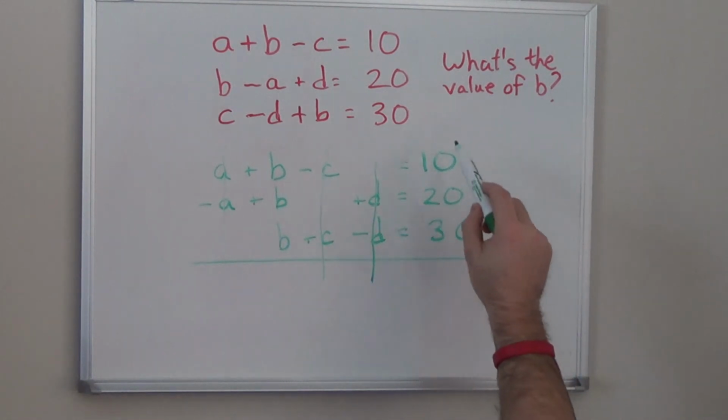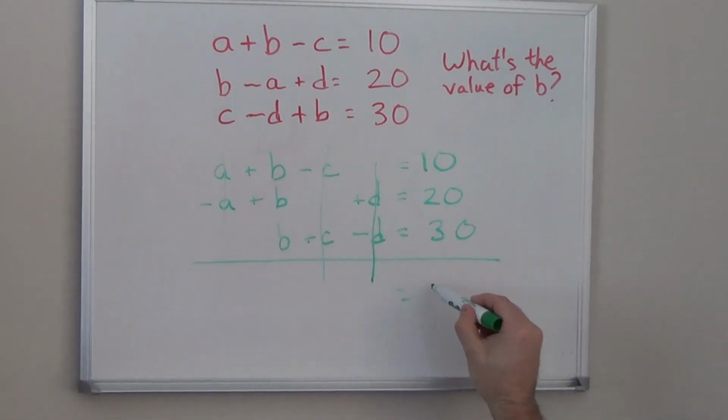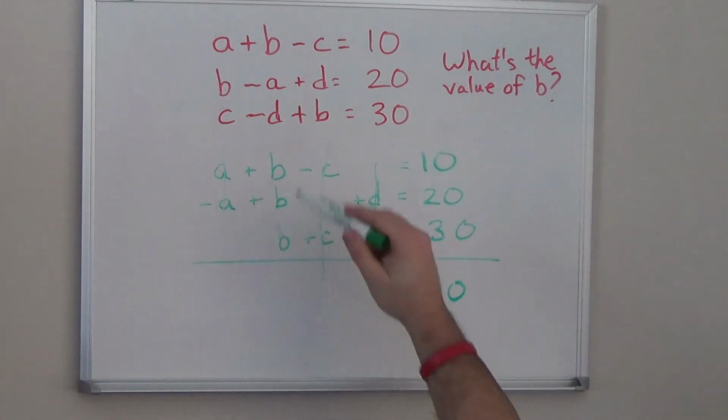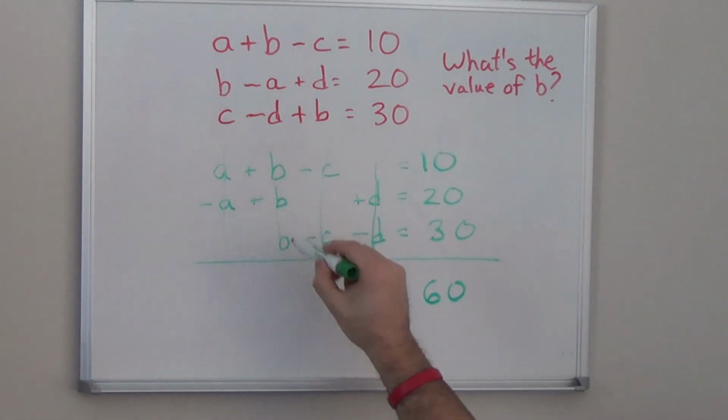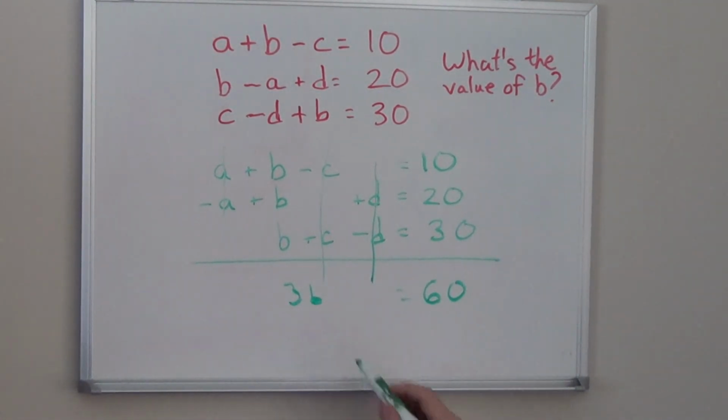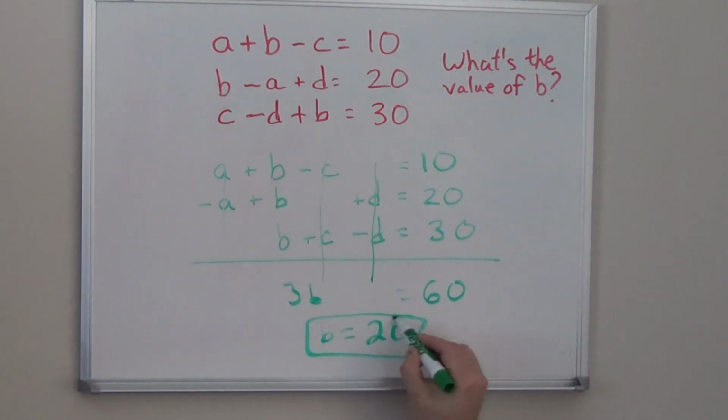Kids a lot of times will add nicely down here and they'll get 60. But just be careful. You want to make sure to add down all the columns. So there's 1, 2, 3 B's. That's equal to 60, making B equal to 20.